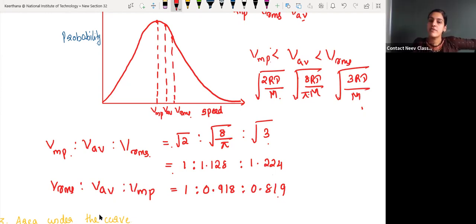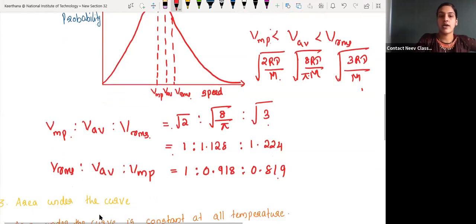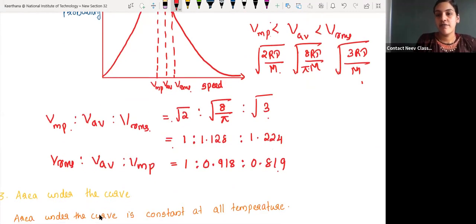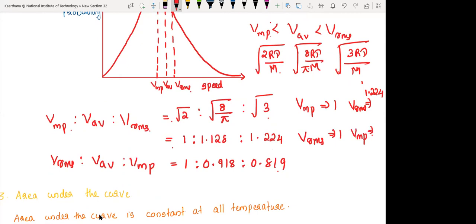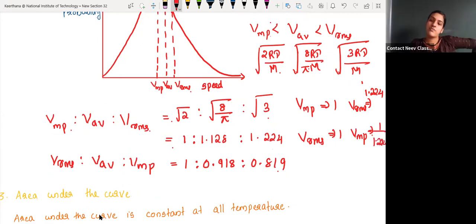How will you find VRMS is to VMP? Okay, I can just tell you. If VMP is 1, VRMS will be 1.224 because VRMS is greater than VMP, right? If VRMS is 1, what will be the value of VMP? All right, never mind, I got it. 1 by 1.224. Yes.